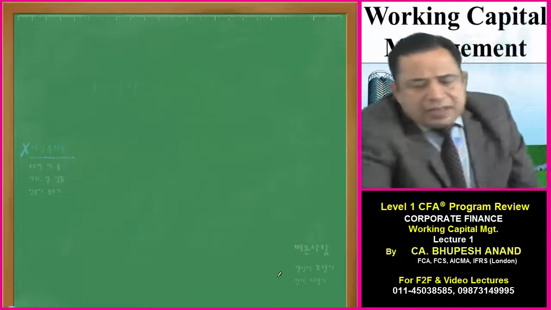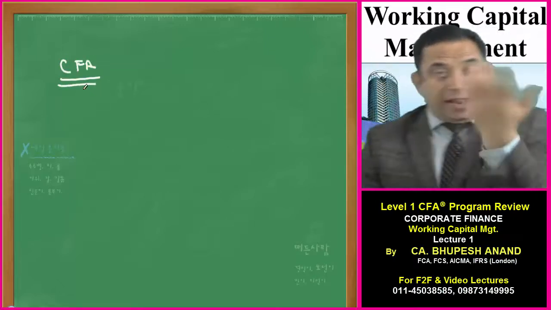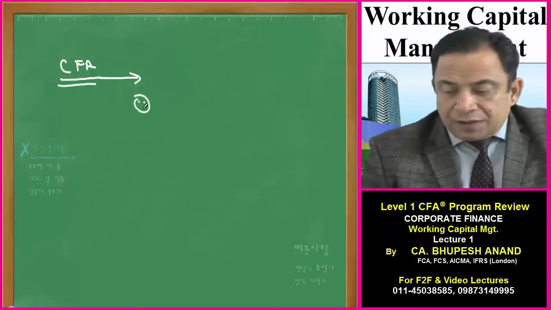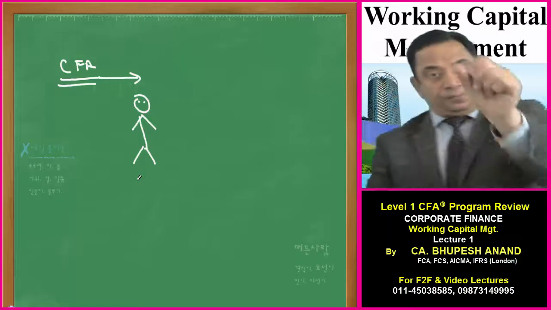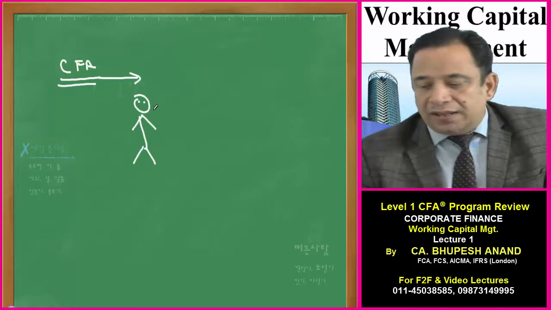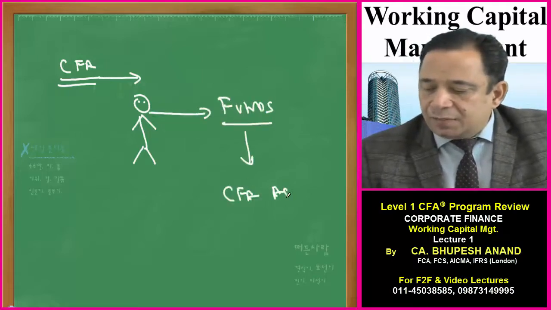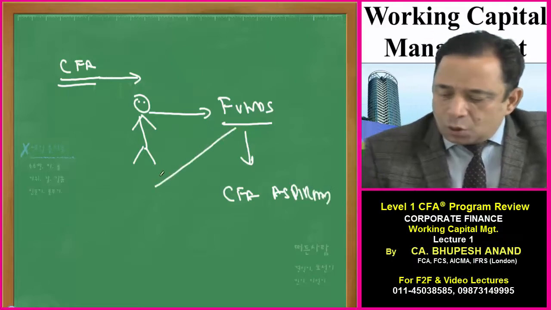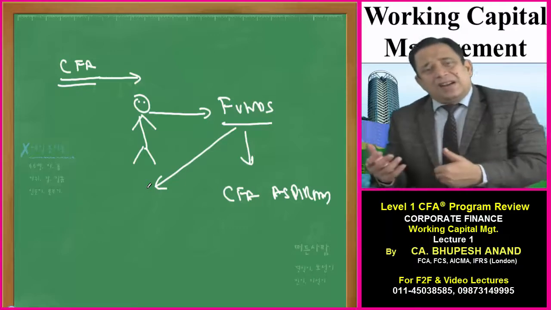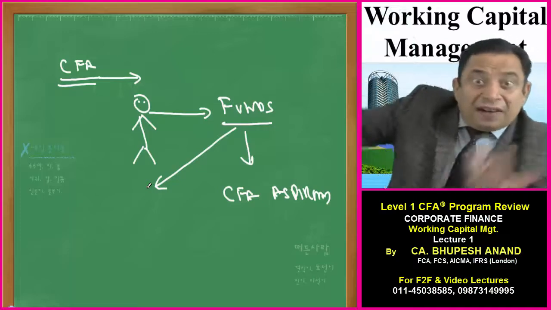Now, before I start with working capital management, I want to give you an example. Supposedly you are doing the CFA level 1 curriculum, and you are an aspirant of CFA level 1, you want to give for June or December, and for preparing for the CFA examination, there are some funds required. Some funds are required by a CFA aspirant. It is very simple that funds are required for anything. For a chole bhature wala, for a tea maker, for a tea stall, for a vegetable vendor, to Tata Steel, funds are required.